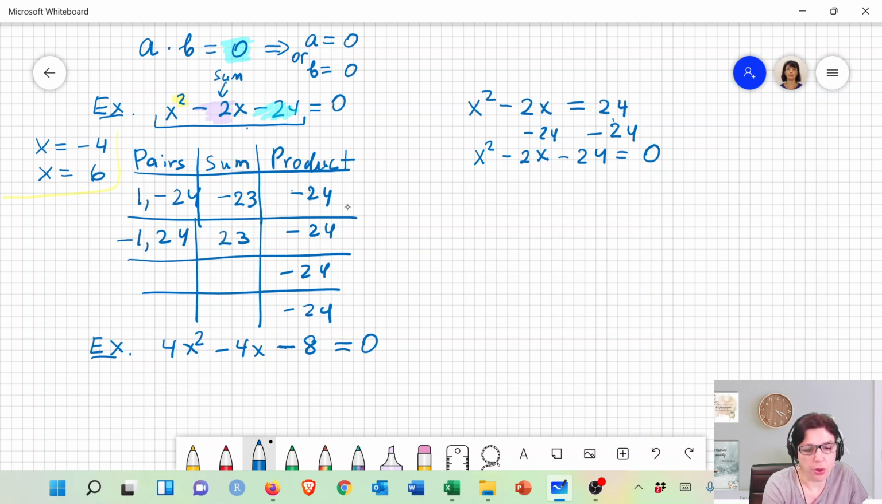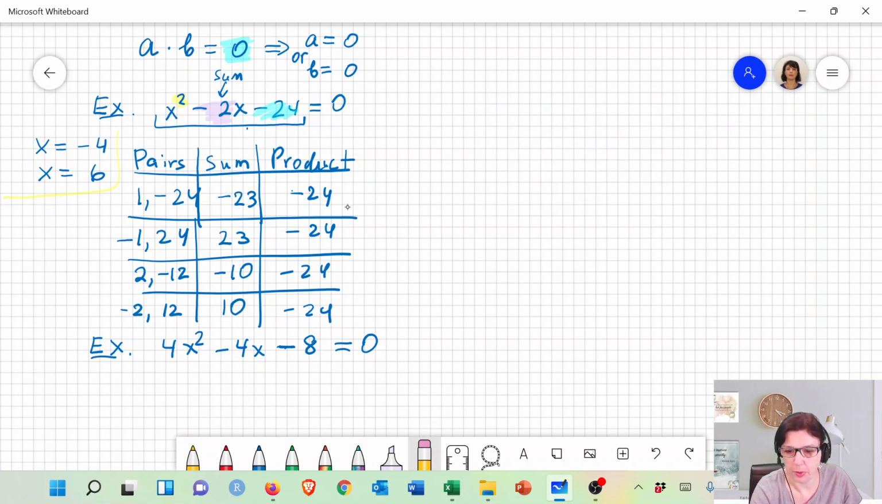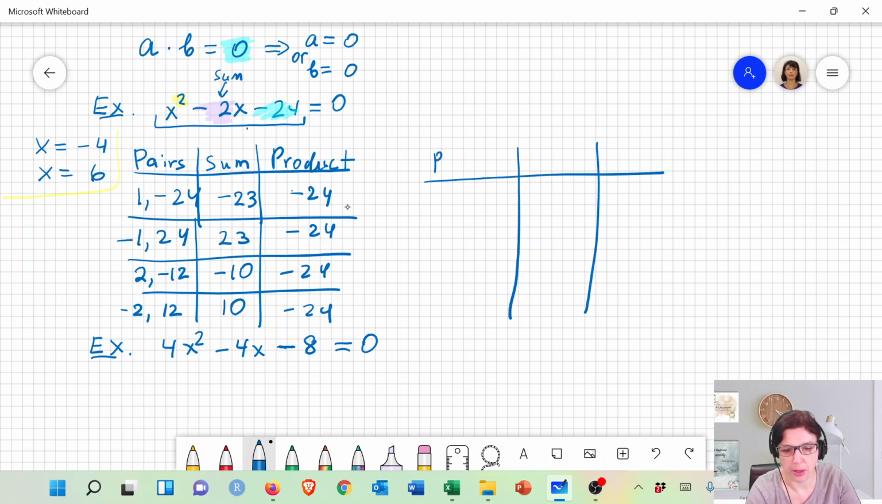Okay, so let's try another one. Well, 2 and negative 12. If we add them up, that gives us negative 10. So we're still not there yet. Negative 2, positive 12 gives us positive 10. So that doesn't work. So we're going to have to continue with the table. Let me just erase this part right here. I'm still going to continue listing the other pairs, because unfortunately 24 has a lot of different possibilities.